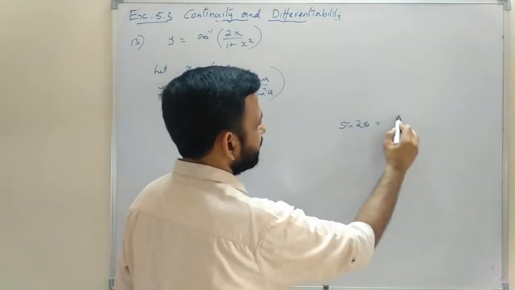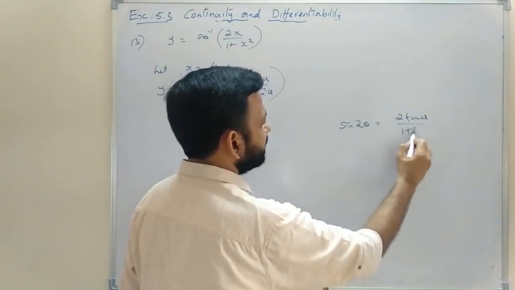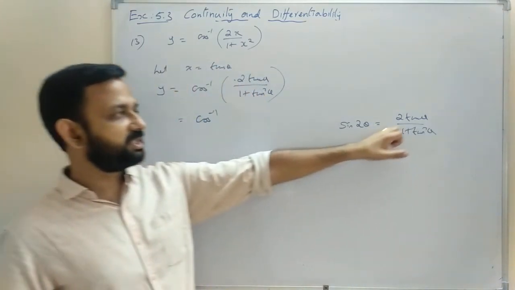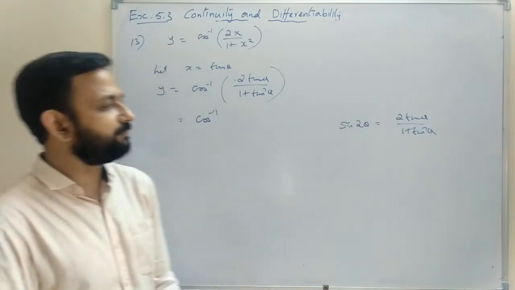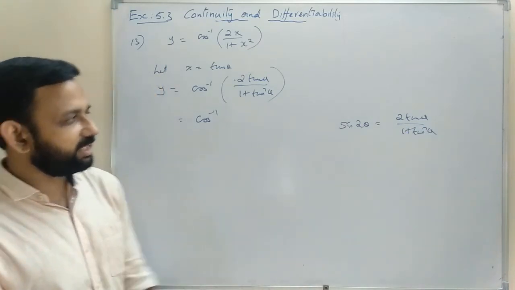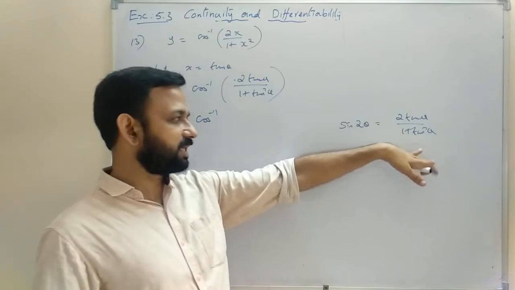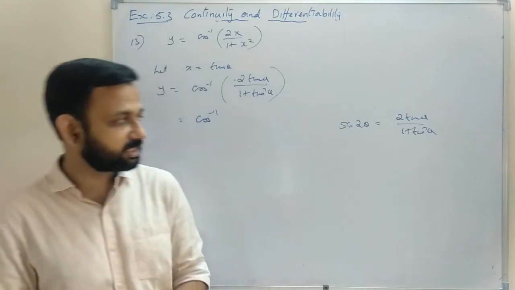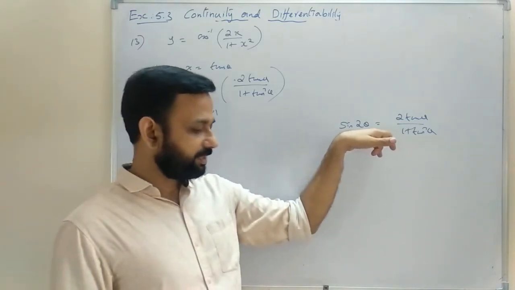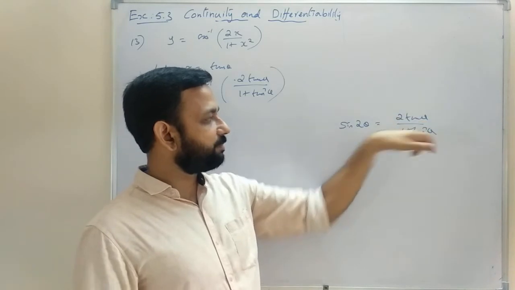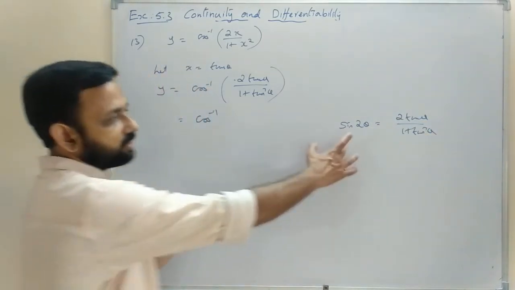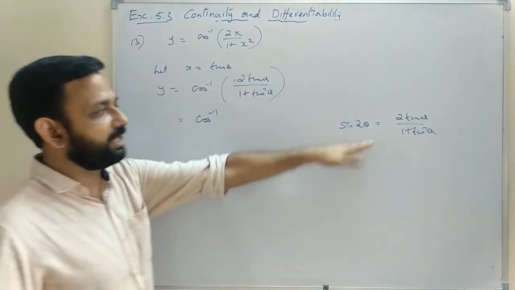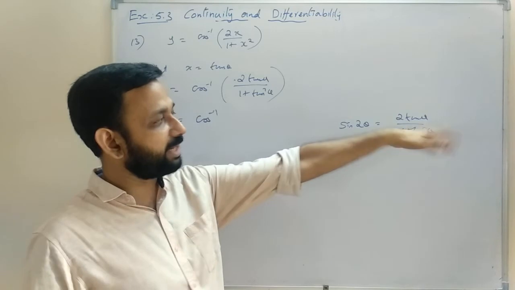Sin 2 theta is 2 tan theta upon 1 plus tan square theta. In 11th standard we studied this formula. Cos 2 theta is 1 minus tan square theta upon 1 plus tan square theta, and tan 2 theta is 2 tan theta upon 1 minus tan square theta.